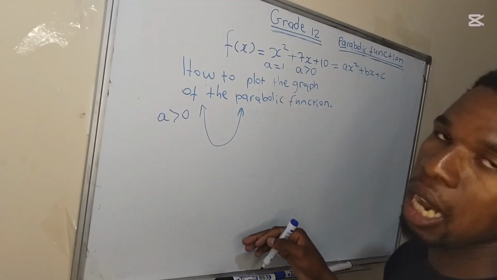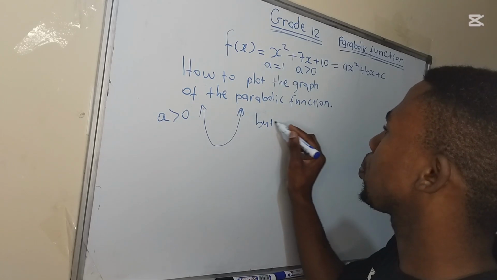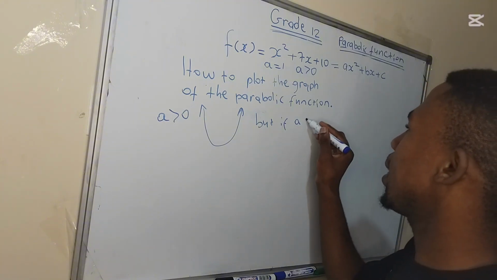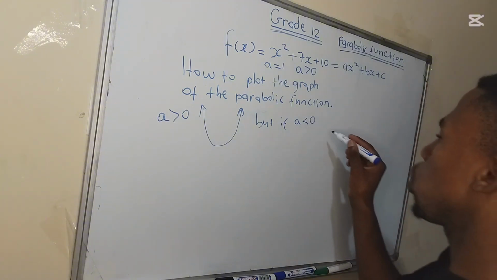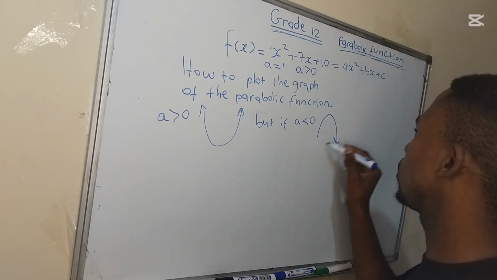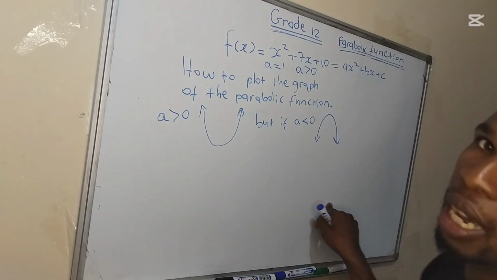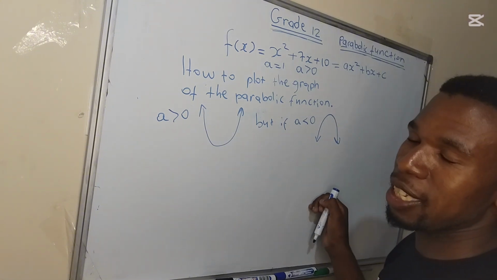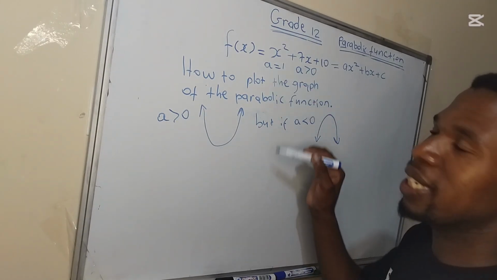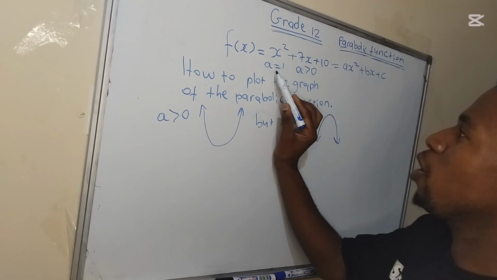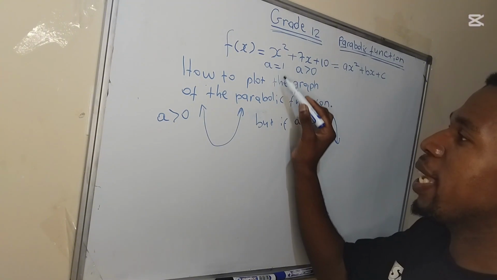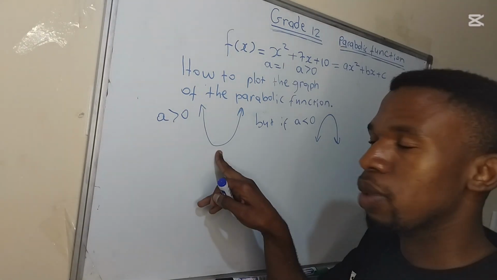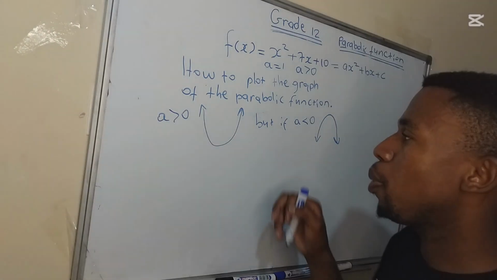But if the value of a was less than 0, then our graph was going to be concaved downwards. Meaning that the value of a determines the shape of the graph. Therefore, because the value of a is equal to 1, which is greater than 0, we are going to obtain a graph which is going to be concaved upwards.